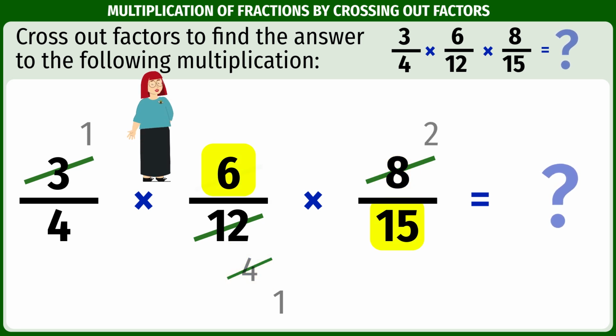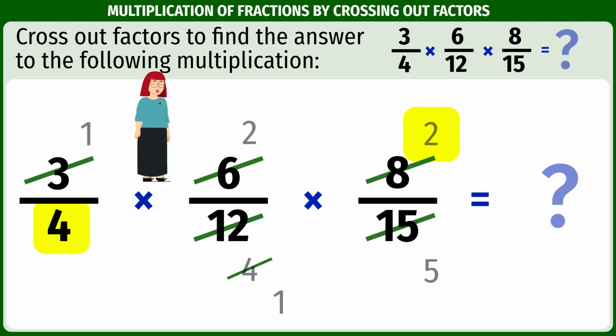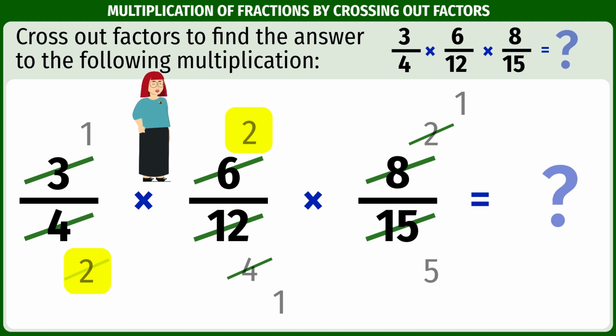Taking 6 and 15, dividing by 3, we have 2 and 5. Taking 2 and 4, dividing by 2, we have 1 and 2. Taking 2 and 2, dividing by 2, we get 1 and 1.